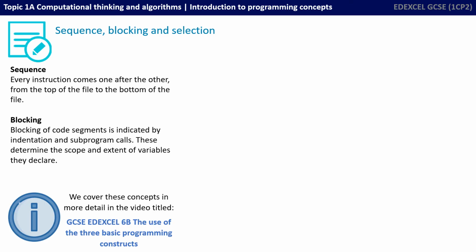You'll need to understand what we mean by blocking. Now, the blocking of code segments is indicated in Python by indentation and subprogram calls. And using indentation correctly in Python is very important and is something you're going to become familiar with very early on in programming.